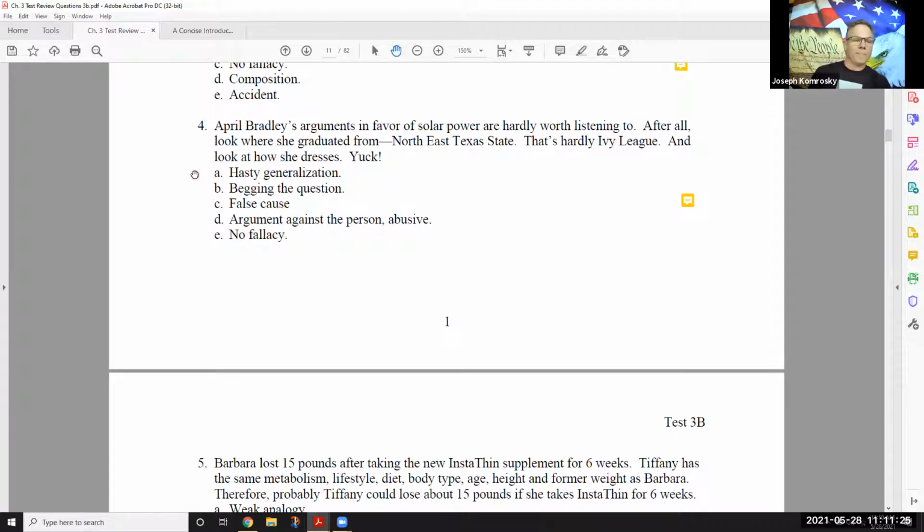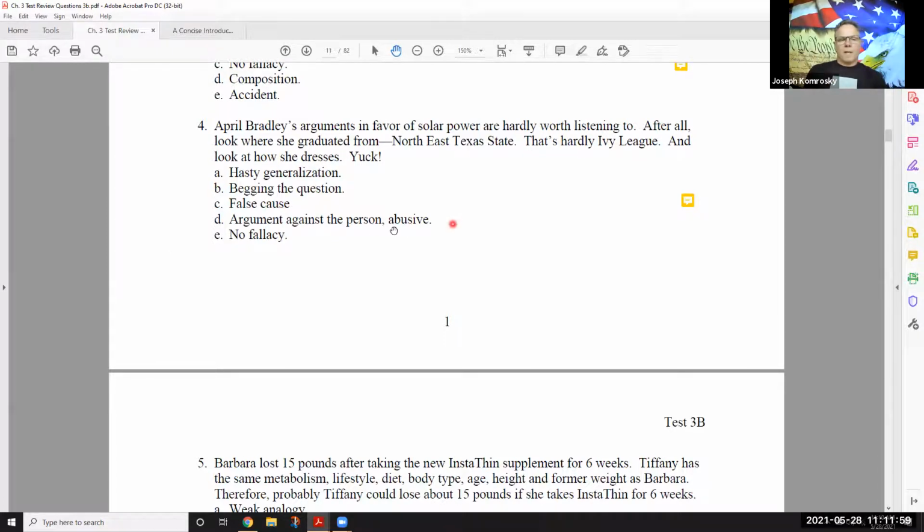What's happening here? Is it begging the question? Is somebody concluding something that they're proving in the premise, something like that? Is there a false cause? Maybe we could rule out 2 easy ones. Is there no fallacy at all? It seems like there's a fallacy. So is there a hasty generalization? Are we going from a few to a general population? Are we making that kind of claim? No. Is it an argument against the person, abusive? Yes, argument against the person.